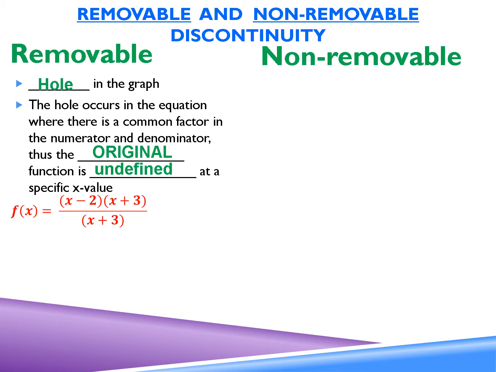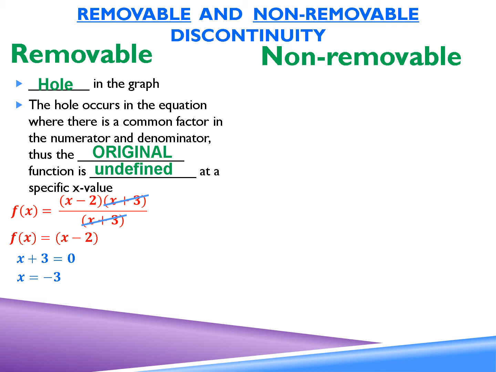If we have f of x equals x minus 2 times x plus 3 all over x plus 3, you'll notice that we have an x plus 3 in the top and the bottom. Therefore, those two factors cancel out. So we redefine our function to be f of x equals x minus 2. Now here's how we get the hole in our graph. We take the factor that was canceled out, we set it equal to 0, and we solve for x.